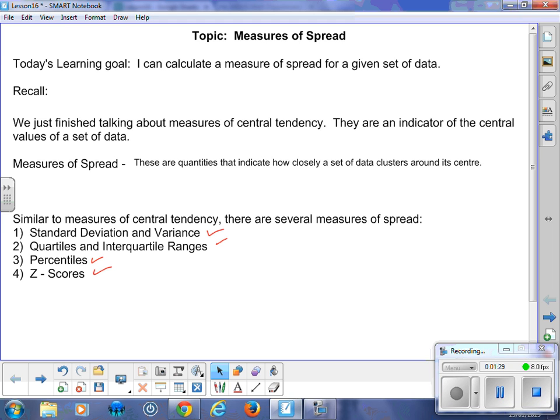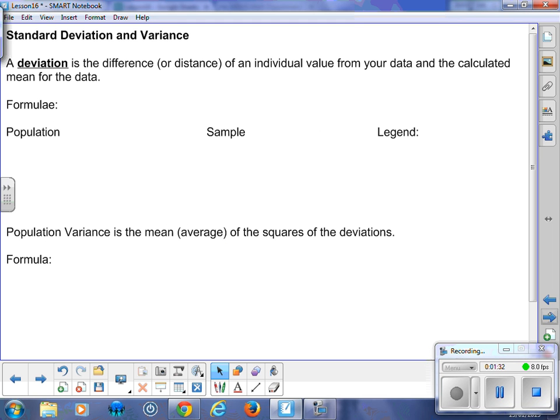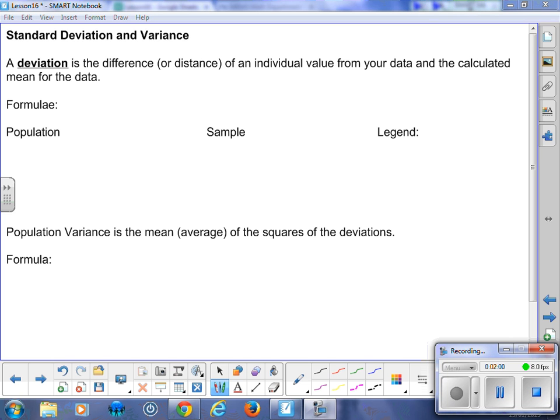All right. So like anything else, it has formulas that we need to deal with. Standard deviation and variance is the first area that I'm going to focus on. So what is a deviation? A deviation is the difference or distance of any data point from the value you calculate as your mean, or your average. Last lesson, we talked about mean, median, and mode. We're going to go back to mean, and we want to know how far our data is from the mean, or the average.